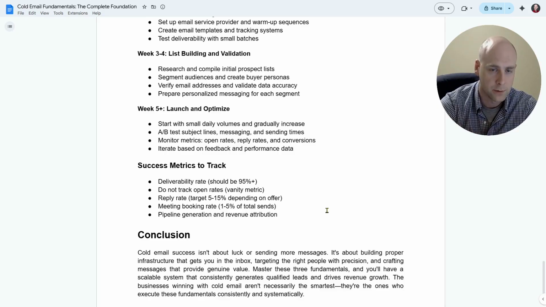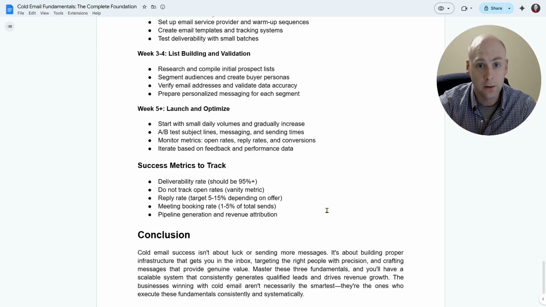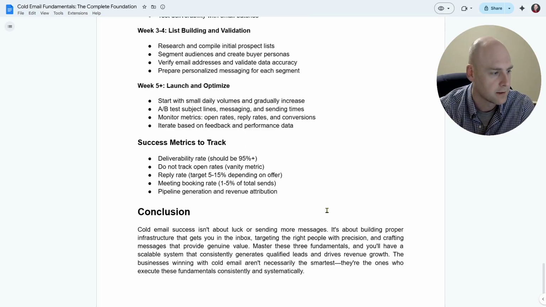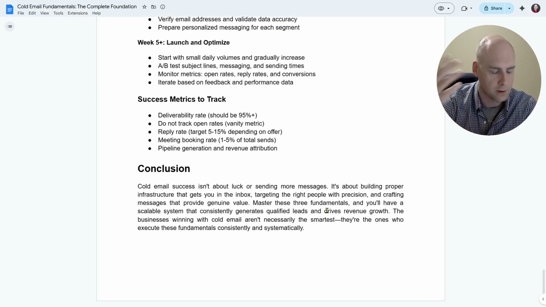I know it sounds a little counterintuitive, but really the main metric you want to focus on are your reply rates, and more importantly, the positive replies that you're getting that are leading to meetings. So that's really where you need to spend your attention and focus your attention. Okay. And then obviously you're going to measure your pipeline generation and the revenue that's generated as a result.